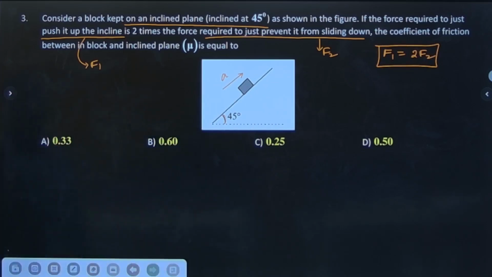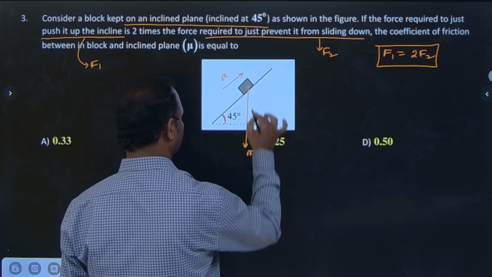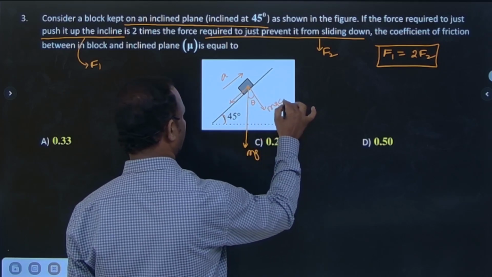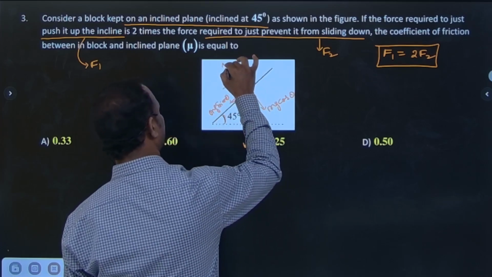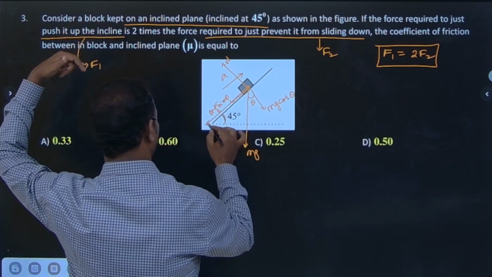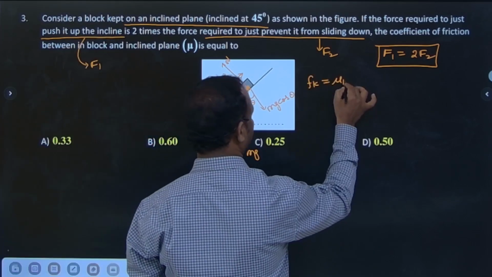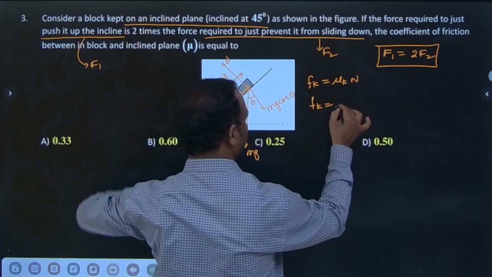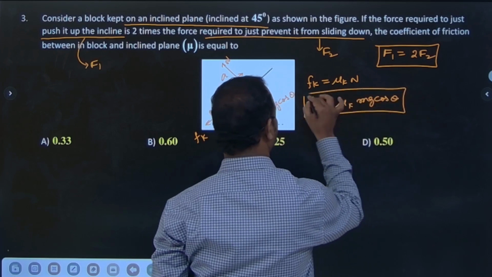First I'm talking about the upward case. The weight is mg. This is resolved into two components, making angle theta: mg cos theta and mg sin theta. Normal reaction is N. Since it is sliding upward, the frictional force is downwards. Fk is equal to mu k into N. N is balanced by mg cos theta. So Fk is mu k mg cos theta.